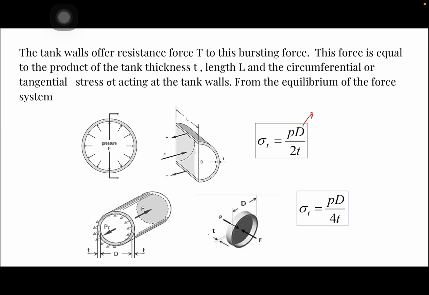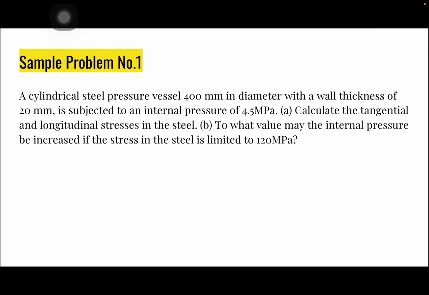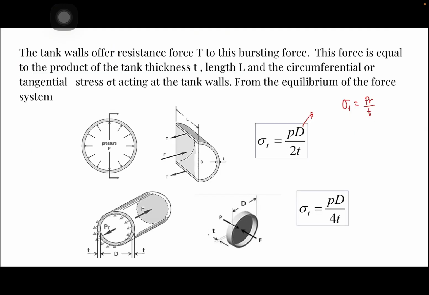So aside from the formula that I gave earlier, where the tangential or hoop stress is equal to PR over T, you can also use this formula in terms of diameter. Pag ang given na dimension is naka-diameter, just substitute the radius to diameter. What is the radius equal to diameter? So D over 2. Therefore, if you substitute D over 2 in our formula, we get this one.